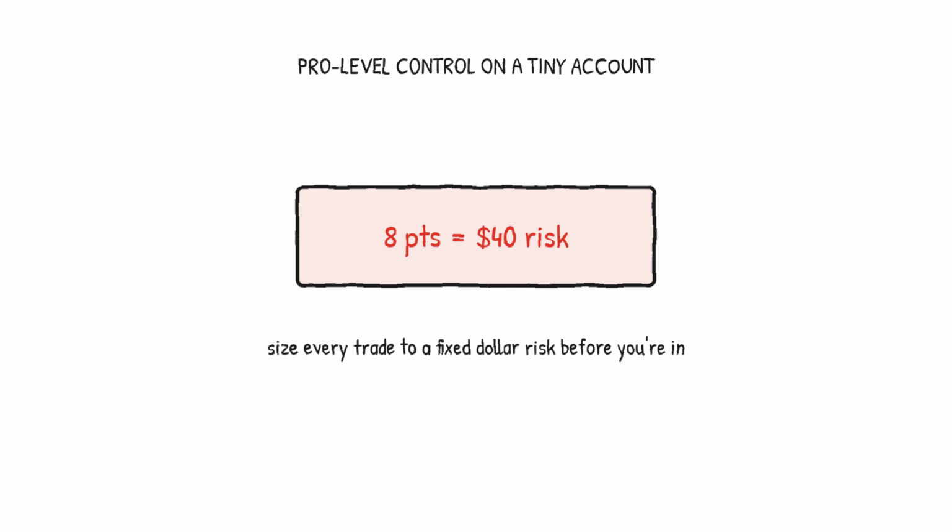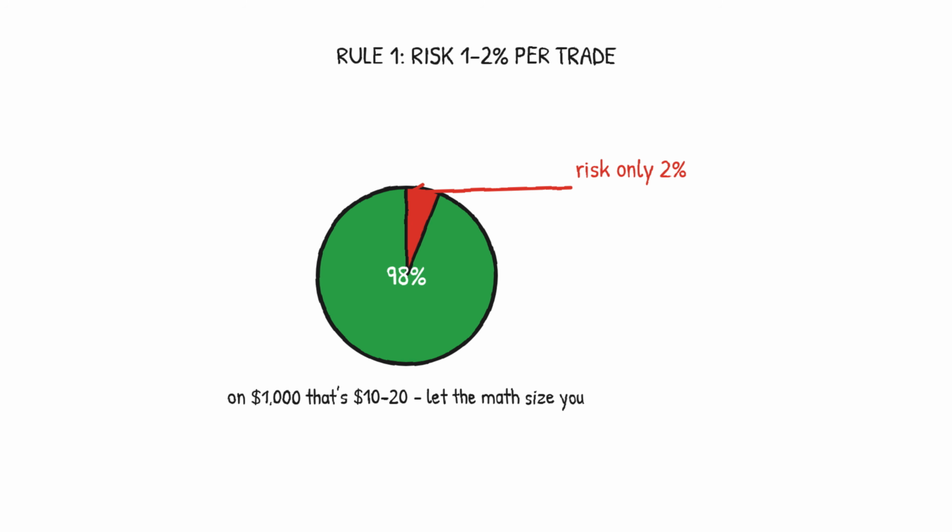You can size every trade to a fixed dollar amount before you're in. That's professional level control on a tiny account. Risk management now, the part that keeps you alive. Rule number 1: risk a small fixed amount per trade, 1 to 2% of your account. On $1,000, that's 10 to 20 bucks. Let the math size you.